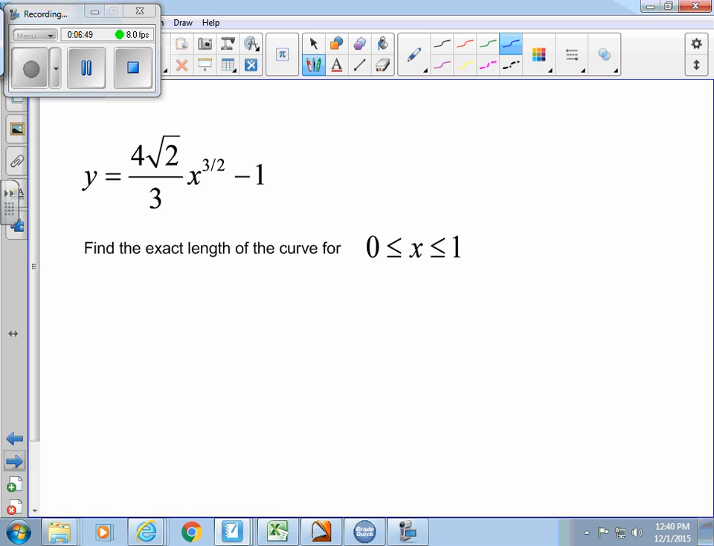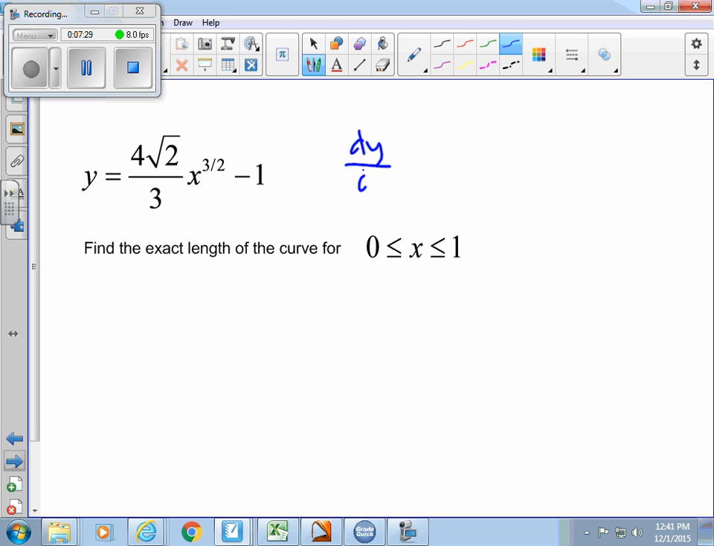So, find the exact length of the curve from 0 to 1. It does say exact. What does that mean in math class? Nope. Let's do it without a calculator. I picked this one because I wanted to practice some integration. So, what am I going to need to be able to do arc length? The derivative. I'm going to do that really quick.